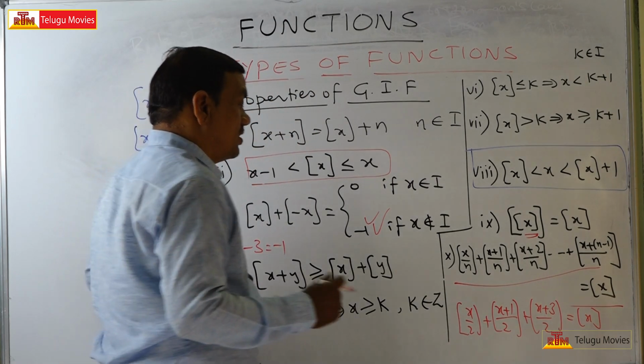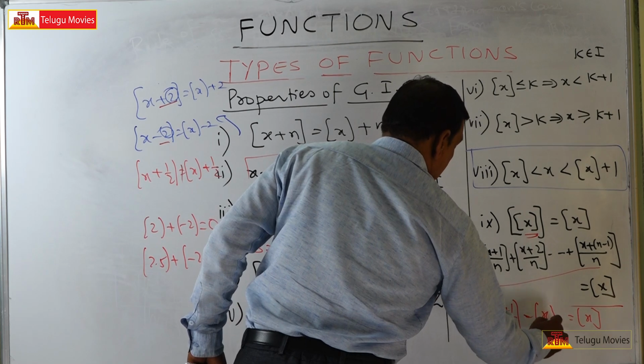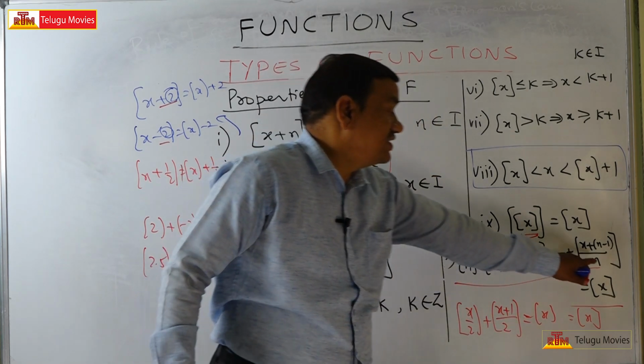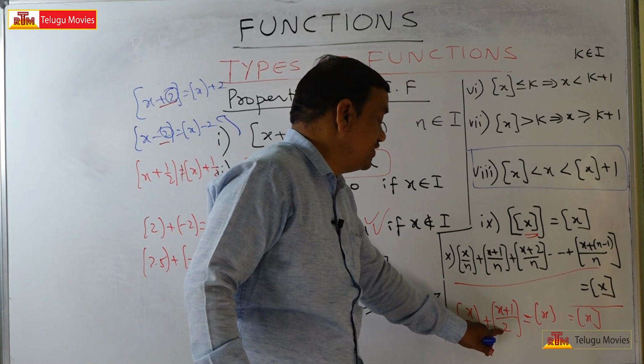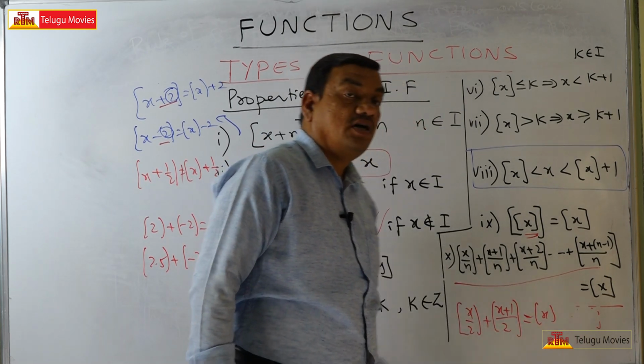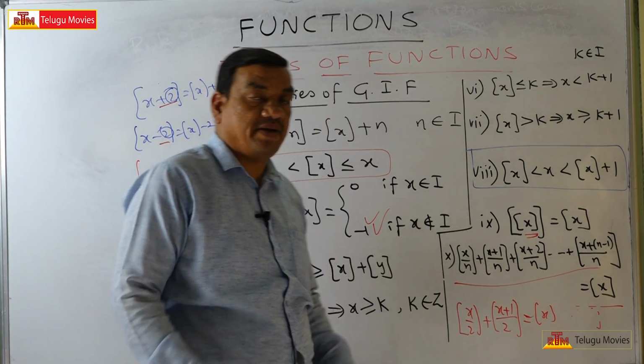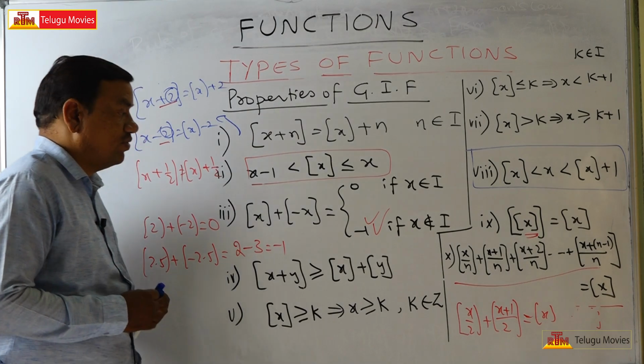Its value is step x. So, here if it is n, n minus 1. If it is 2, 1, stop. Therefore, its value is step x. Understand? So, step x by 2 plus step of x plus 1 by 2 is equal to step x. Simply step x.